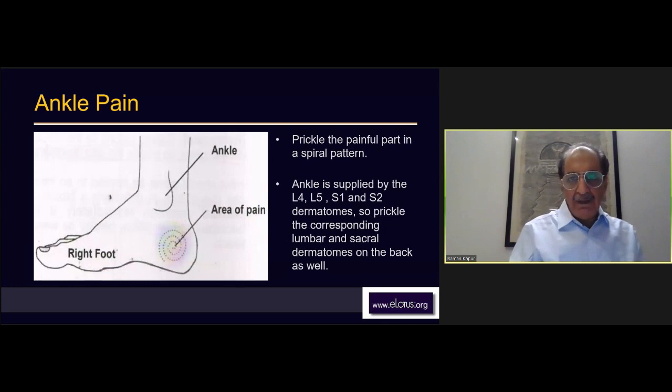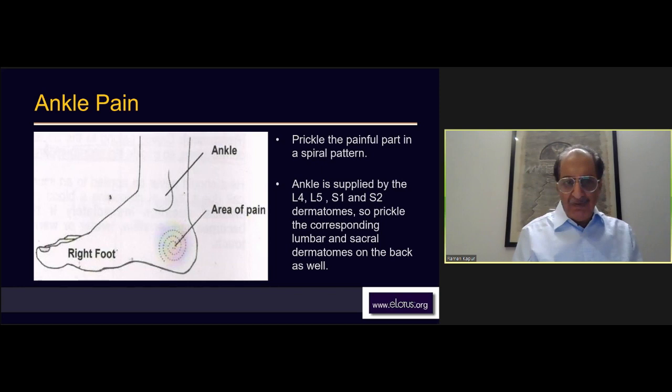Then acute ankle pain: you prickle the painful area again in a spiral fashion, as I have shown there. This hardly takes more than half a minute, maximum 1 minute, to do local prickling on the area. And then we all know by our knowledge of dermatomes that the ankle is supplied by the L4, L5, S1 and S2 dermatomes. So you will prickle the corresponding lumbar and sacral dermatomes on the back as well.